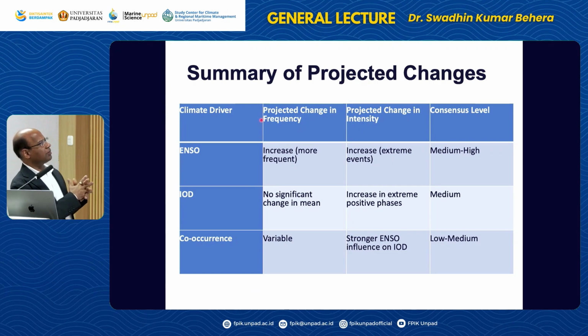Then the co-occurrence of ENSO and IOD, different models are predicting different things, so it's variable. We cannot say if the co-occurrences will be higher or lower. So that's why the confidence of models, consensus on models are low to medium.